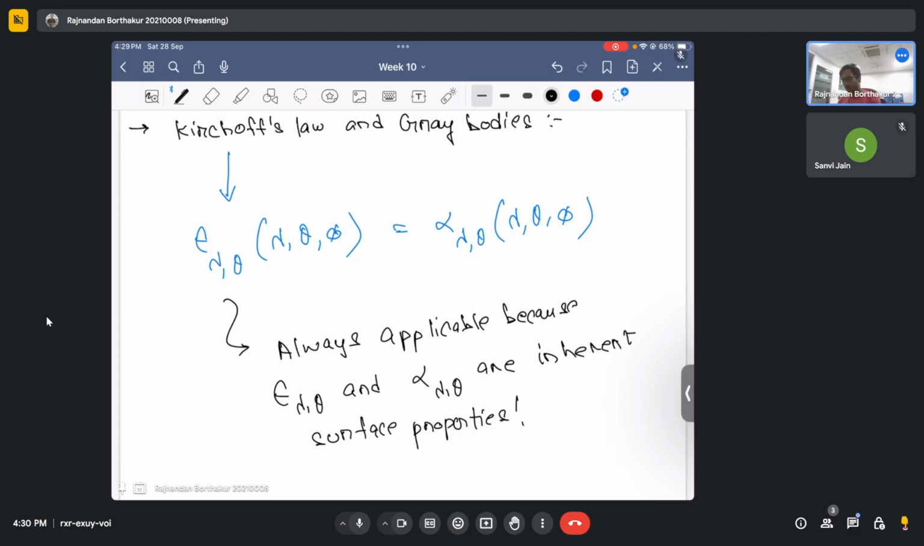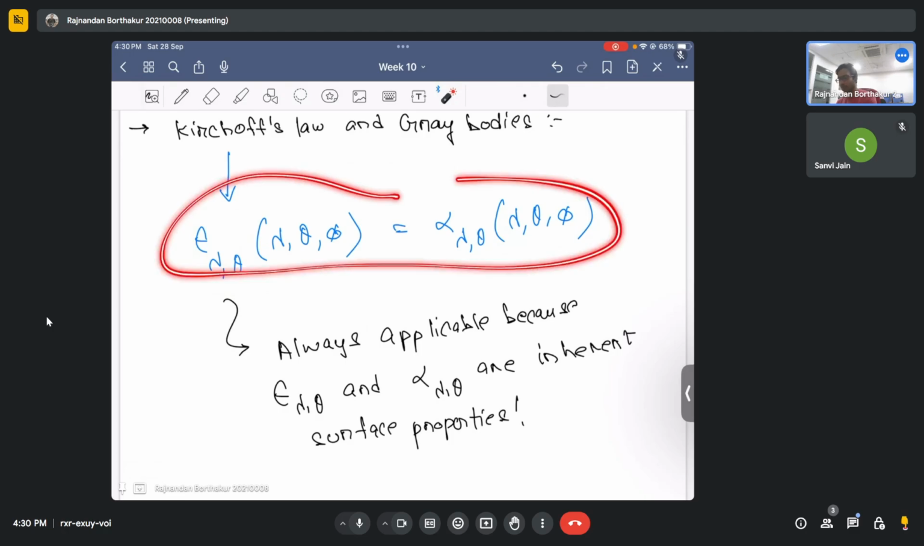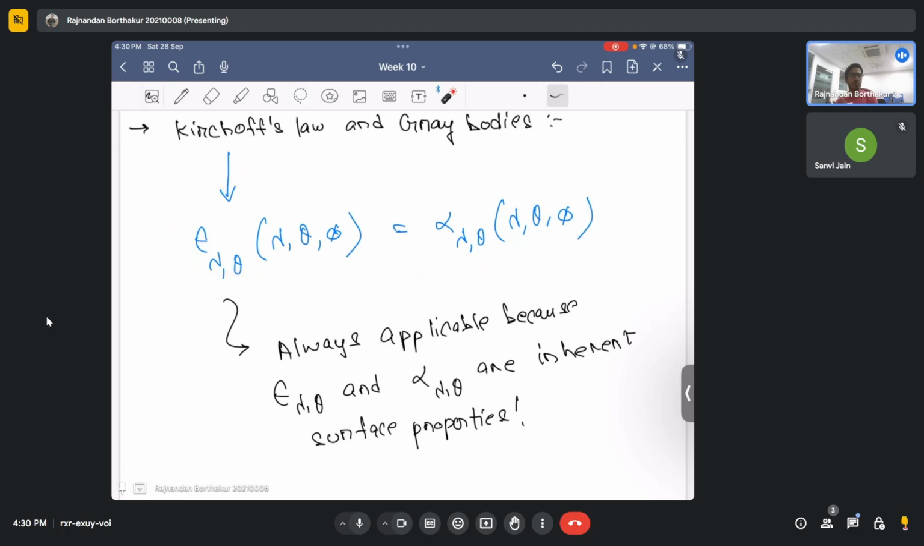Remember, this epsilon lambda theta or this alpha lambda theta are just the property of a surface, because I have not provided any restriction to the fact that it's a gray body or a diffuse body and so on. So this form of Kirchhoff's law is, as I say, the most fundamental form, and it just says that the spectral directional emissivity is equal to the spectral directional absorptivity, and always start from this. If you are asked the Kirchhoff's law, you should state this definition, because this is independent of any assumptions that come into the picture.